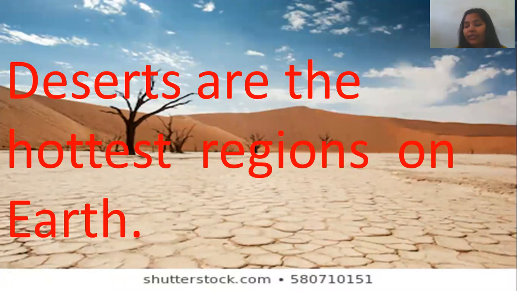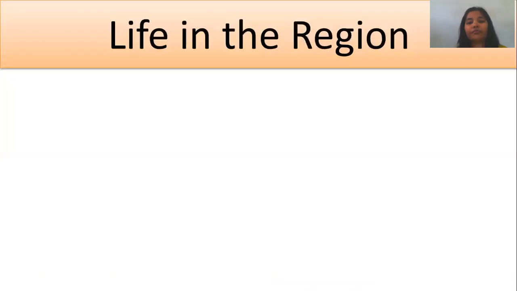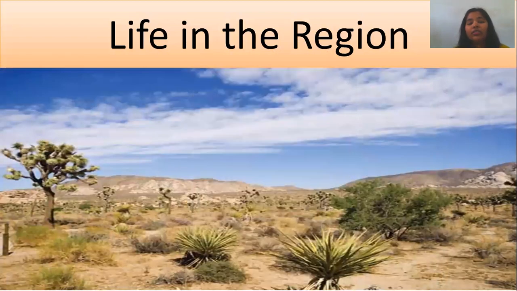One more thing, during the day it's very hot and the temperature can go up to 50 degrees Celsius in deserts, and during night the temperature falls down to 10 degrees Celsius. All right, students. Now we have life in the region. I have classified life in the region into 3 parts, that is plant life, animal life and human life. So first we'll talk about plant life.